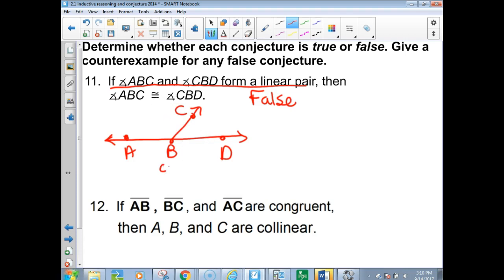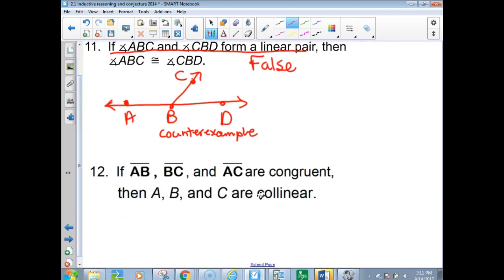And this would be my counterexample. They're not congruent angles. You do not have to write counterexample. I'm just writing it because I'm teaching it. Okay, you don't have to write counterexample down. You just give me this picture, and I know you know what you're talking about. Okay? Draw me something that makes it false.